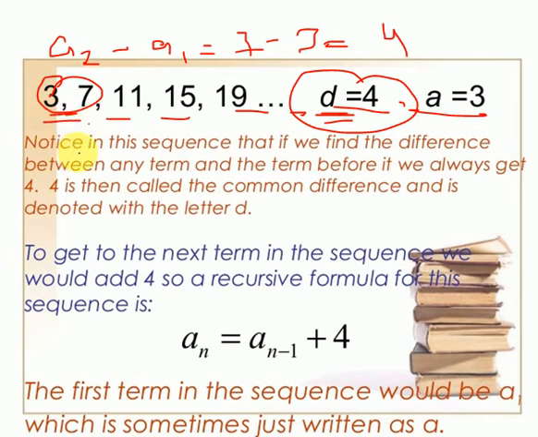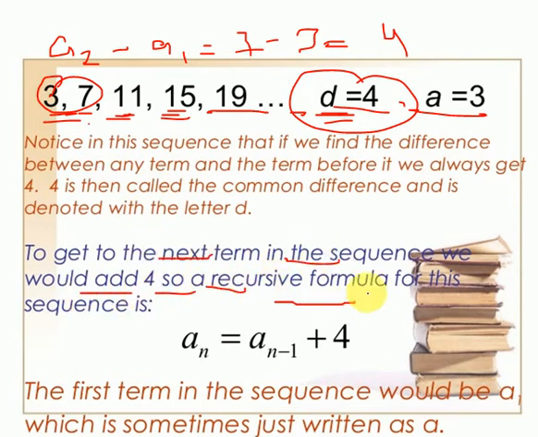Okay. Now notice in this sequence that if we find the difference between any term and the term before it, we will always get 4. 4 is then called the common difference, denoted with the letter d. So if I subtract 7 from 11, it will also be 4. If I subtract 11 from 15, it will be 4. 19 minus 15 will be 4 only. So this is the common difference. To get the next term in the sequence, we would add 4.